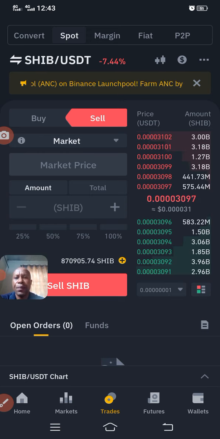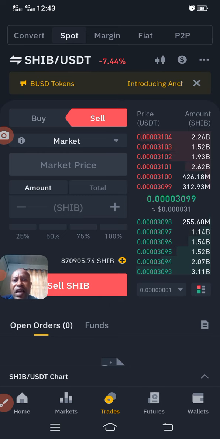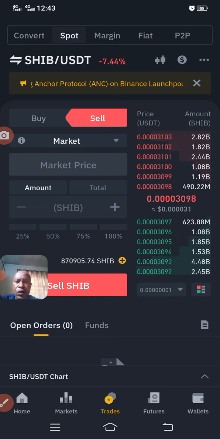And how do you determine when these people are in the market? That takes us to the technical analysis. As I want to buy Shiba Inu, technical analysis helps me as a day trader or scalper, because in trading we have scalpers, we have day traders, and we have position traders.